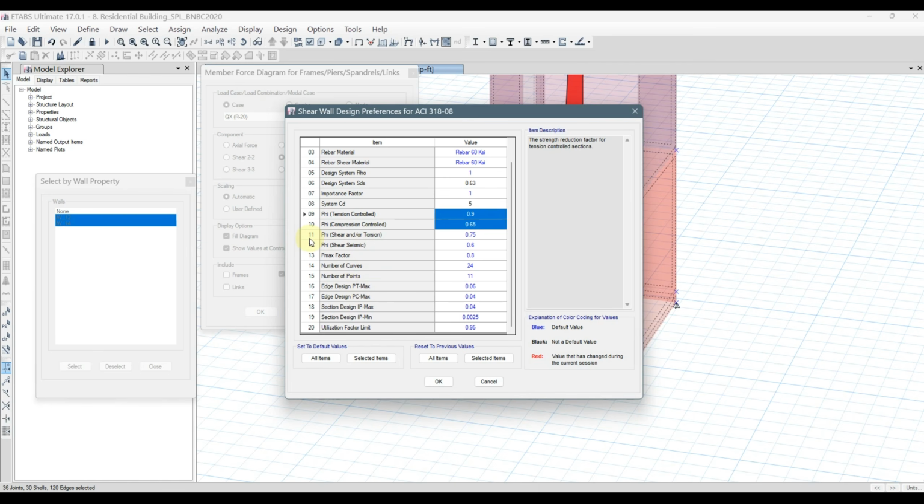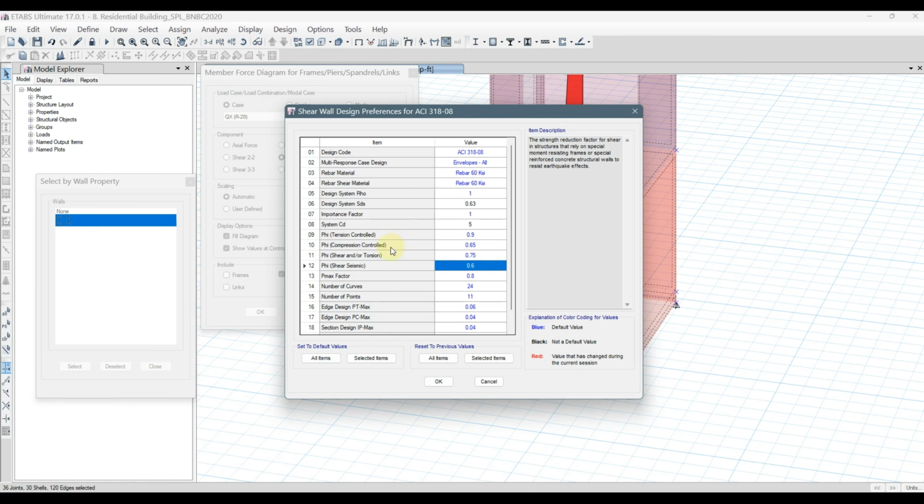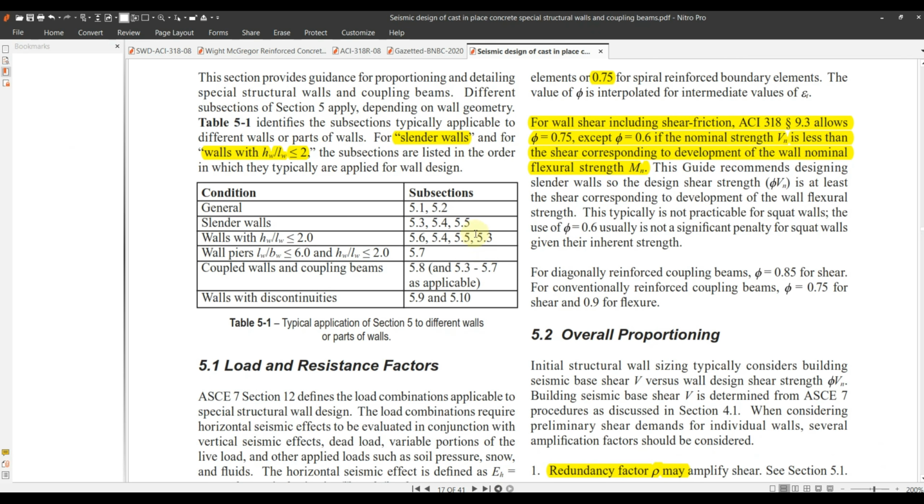Here you see the high shear seismic. This one is 0.6. So the 0.75 is actually not applicable to your shear wall design. When your shear wall is a special shear wall, this 0.75 will not be used. So high shear seismic, this will be used. The model has 0.6 automatically in it. However, in some conditions, you can change it to 0.75 if your wall's shear reinforcement satisfies some requirements, which we will discuss in detail in the later videos.